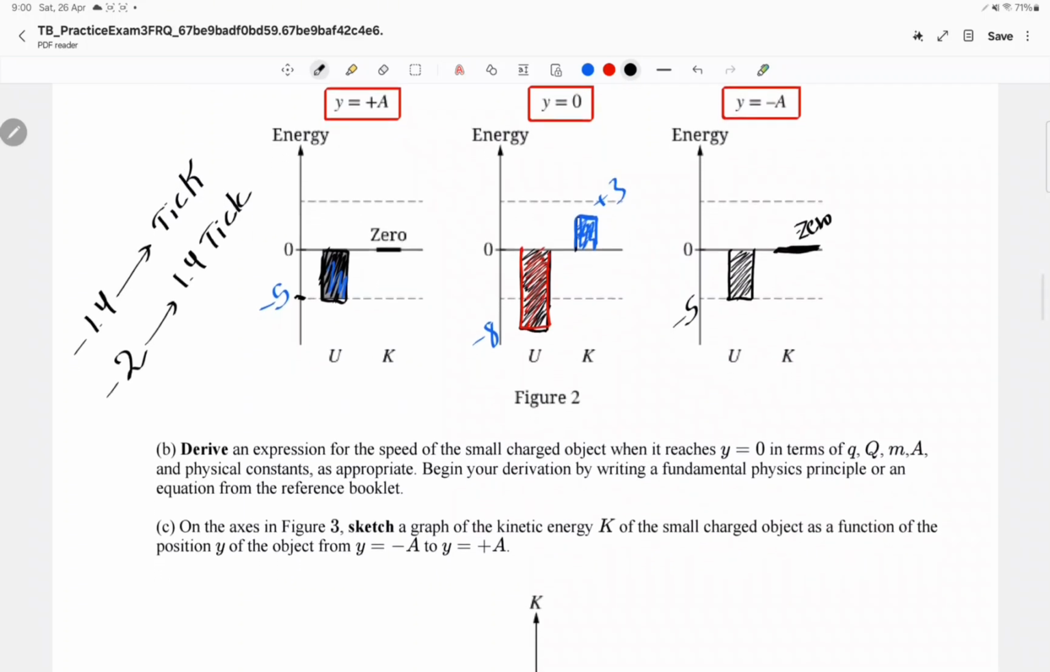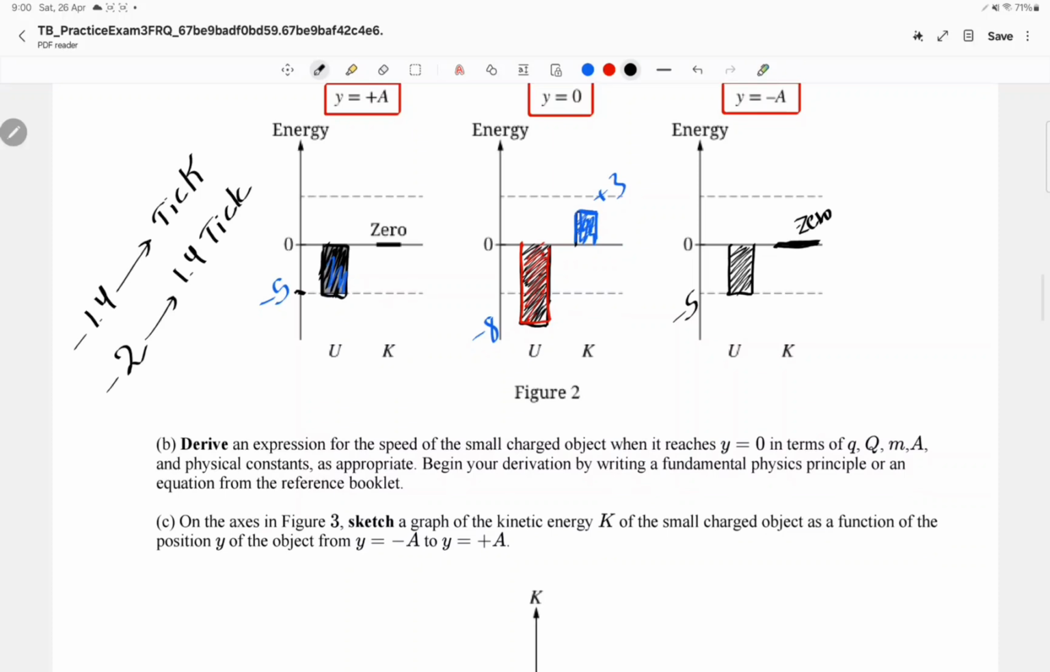Okay. Part B. Derive an expression for the speed of the small charged object when it reaches y is equal to 0, in terms of physical constants.